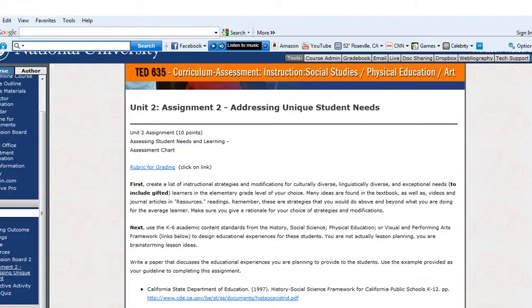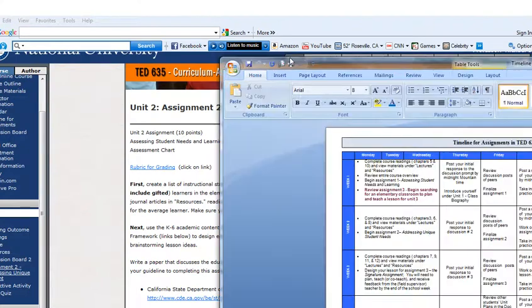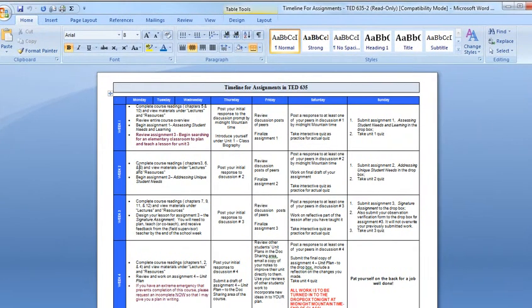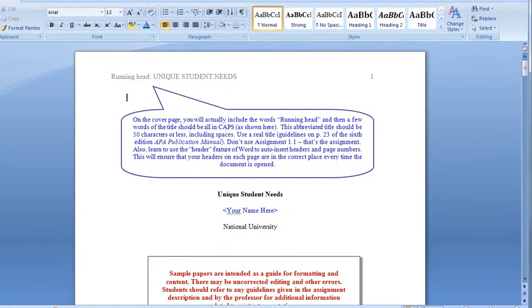So if you look at the timeline for week number 2, you'll see that after you do the discussion board and everything, you work on your final draft of your assignment, and this is where you turn in your assignment by Sunday. Your actual assignment is going to look like this.